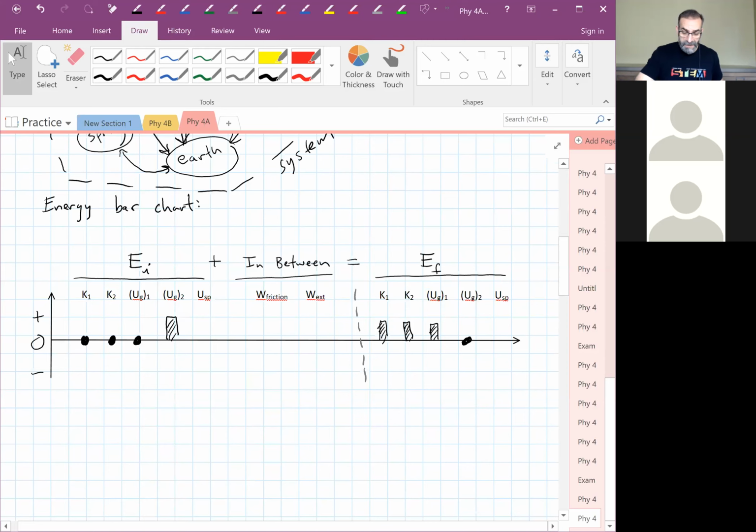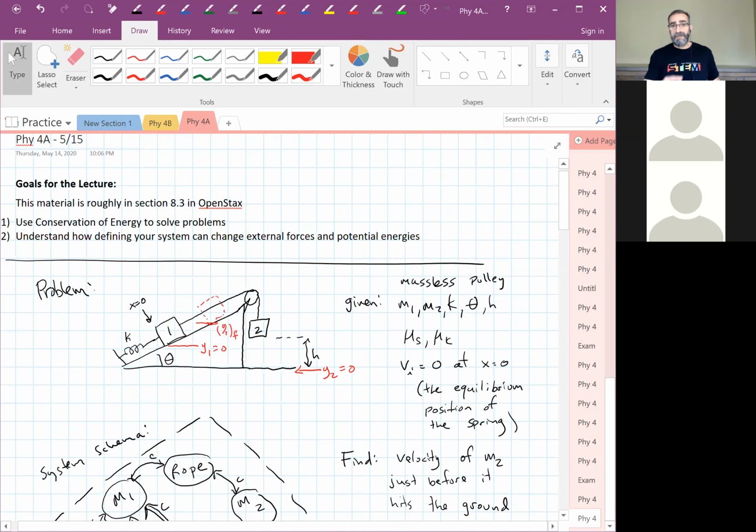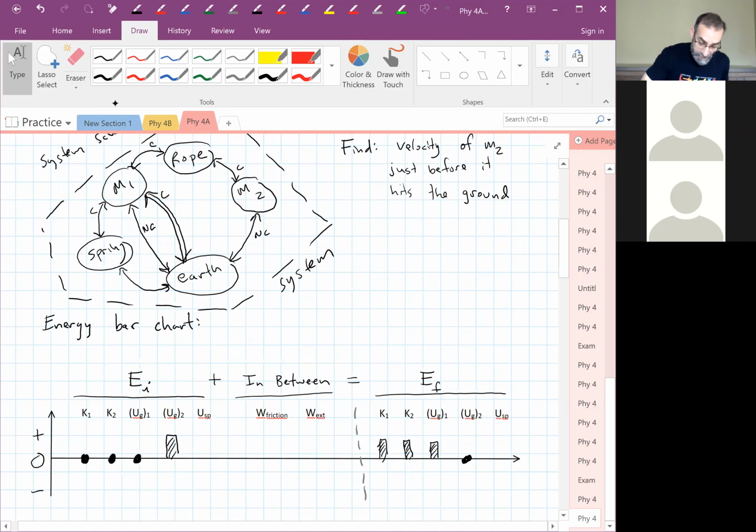Spring potential energy. Is our spring stretched or compressed at the beginning? No, it's at its equilibrium position, not stretched, not compressed. So it has no energy stored in it at the beginning of this problem. Is our spring stretched or compressed at the end? Yes, it's stretched at the end. Do we care whether it's stretched or compressed for potential energy? No. If it's stretched, it has energy stored. If it's compressed, it has energy stored. Spring potential energy is always positive.